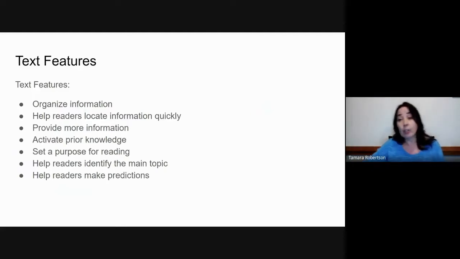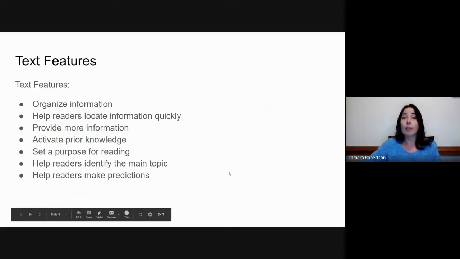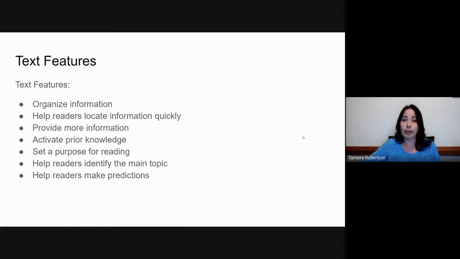Your glossary gives you definitions. The pictures help us visualize the information, activate your prior knowledge. So text features help you think about, what do I already know about this subject or this topic? Set a purpose for reading. And we practiced that yesterday when we went over, at the beginning of this lesson, how to set a purpose for reading. What's the reason you're reading this text? Text features help us identify the main idea, the main topic of a selection, and they help us make predictions. And we're going to work on that today, using text features to help us make a prediction about the text.